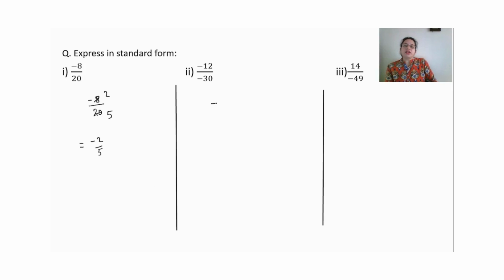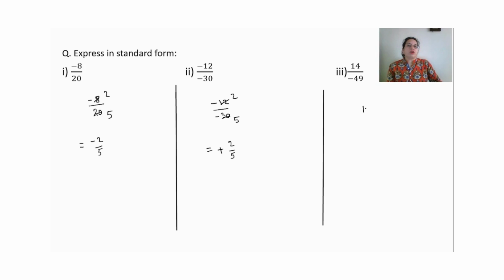Now take the second example, minus 12 upon minus 30. Again these two numbers are divisible by 6. So 6 2s are 12 and 6 5s are 30. So the answer will be 2 upon 5. Use your integer concept. The total number of negative signs is 2. 2 is an even number, so your answer will be positive. So the answer is 2 upon 5.